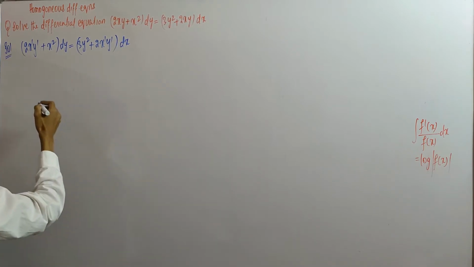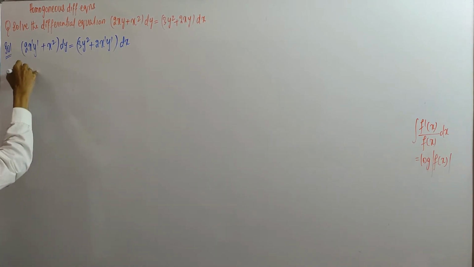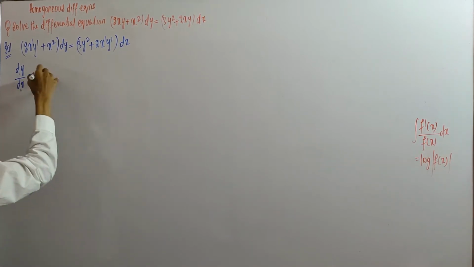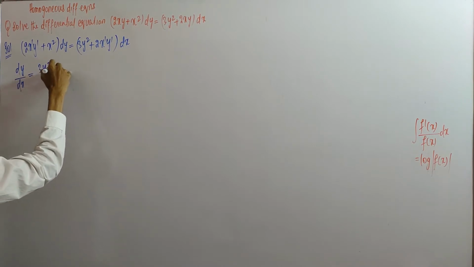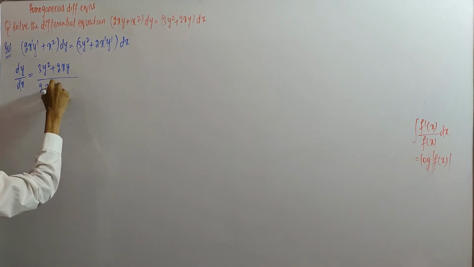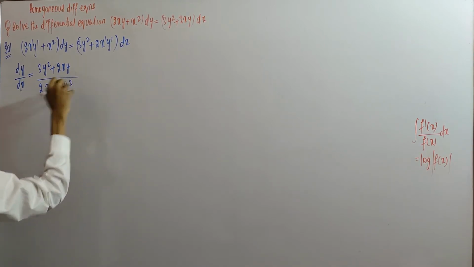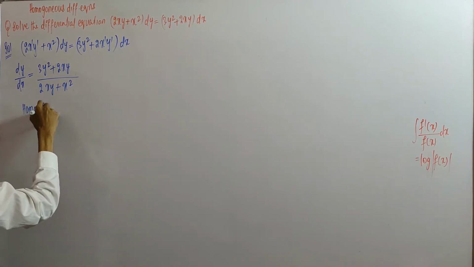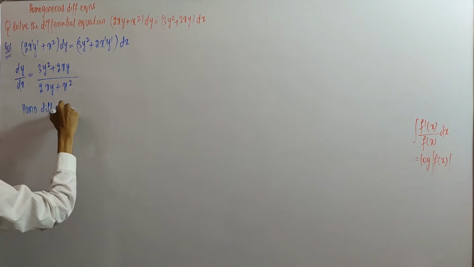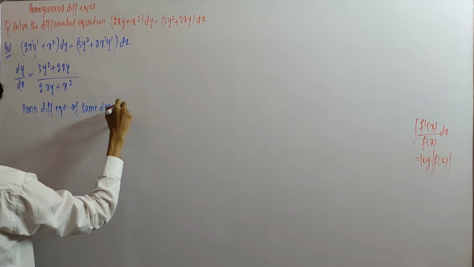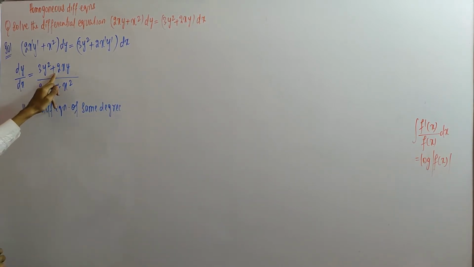Before that, let me write it in standard form, that is dy by dx is equal to, sending this dx to the denominator, 3y square plus 2xy upon 2xy plus x square. The above equation is a homogeneous differential equation of the same degree. The numerator has degree 2, and the denominator also has degree 2.